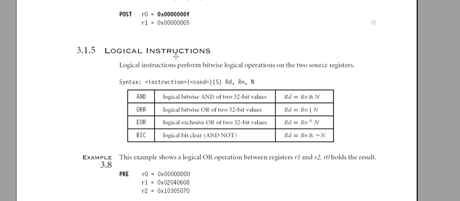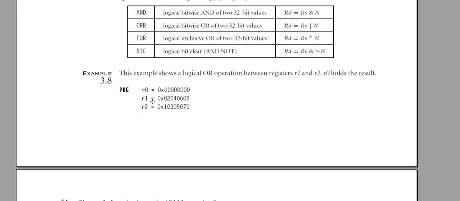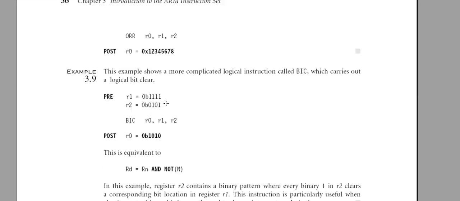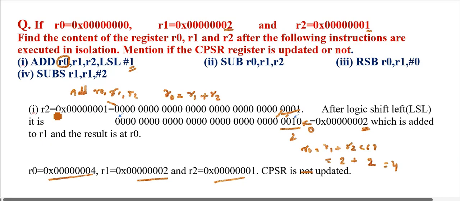Pre means before. They are not given any examples on that here. But for subtraction, there is an S, and S means it's going to update the flag. So here I think you can leave it: CPSR is not updated only. If it results in any carry or any 0, it is going to set, but it is not going to save. So you can write not updated only, because S is not there.